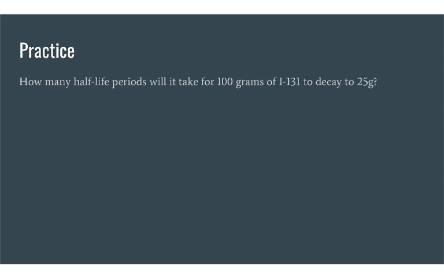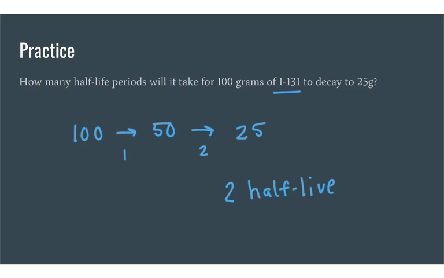All right, so we're looking at iodine 131, decaying from 100 grams to 25 grams. So this one should be pretty straightforward. 100 is an easy number to work with for us. So there we go. So we have 1, 2. So our answer is 2 half-lives. These ones are pretty straightforward of all the half-life problems we're going to be working on.